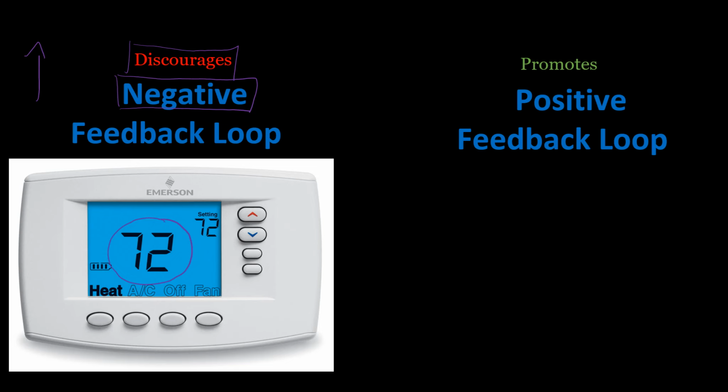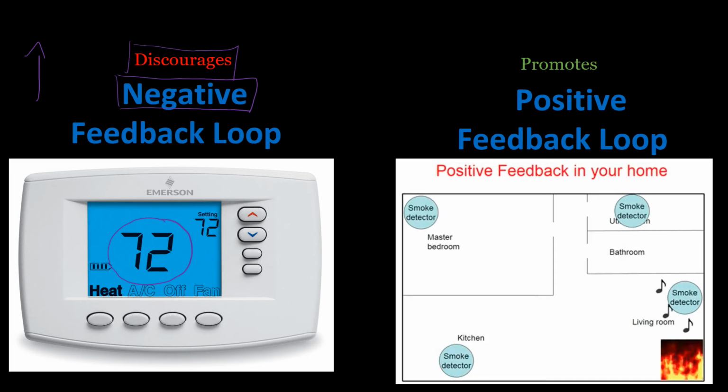Okay? A positive feedback loop, on the other hand, promotes something. So let's say we use a house, for example, to show a positive feedback loop. And let's say there's a fire that occurs. As that fire spreads, smoke detectors are going to start to go off in the house. Well, as the fire goes further and further, more and more smoke detectors are going to go off in the house. It's going to get louder and louder and louder. And we'll say that it is promoting an action or encouraging something. Okay? So, negative feedback discourages. Positive feedback promotes. Let me show you some examples in your body.